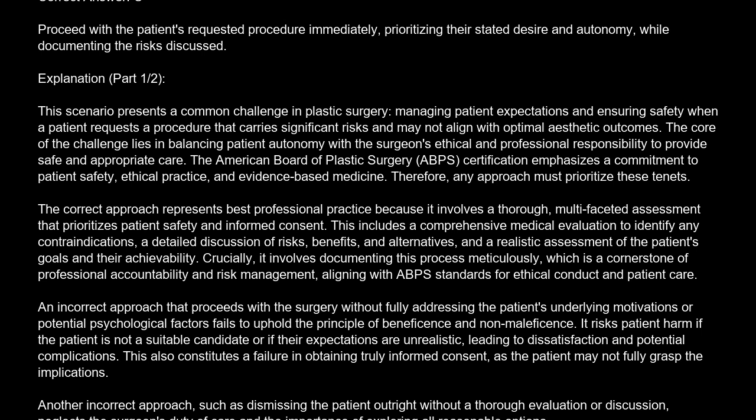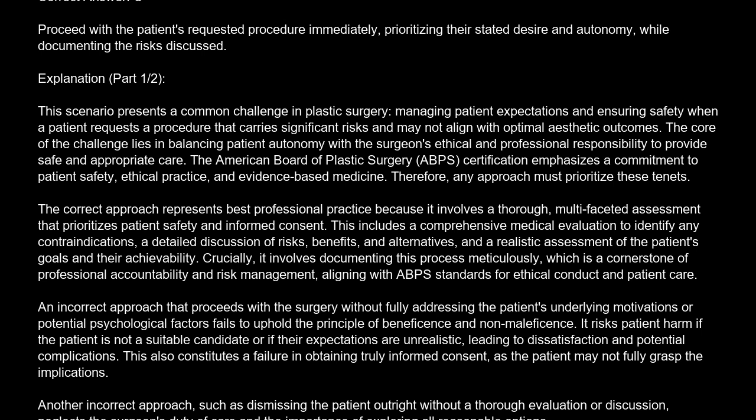The core of the challenge lies in balancing patient autonomy with the surgeon's ethical and professional responsibility to provide safe and appropriate care. The American Board of Plastic Surgery, ABPS, certification emphasizes a commitment to patient safety, ethical practice, and evidence-based medicine. Therefore, any approach must prioritize these tenets. The correct approach represents best professional practice because it involves a thorough, multifaceted assessment that prioritizes patient safety and informed consent. This includes a comprehensive medical evaluation to identify any contraindications, a detailed discussion of risks, benefits, and alternatives, and a realistic assessment of the patient's goals and their achievability.